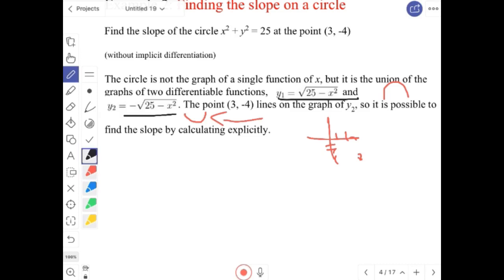And again, I'm not using implicit differentiation here. I'm just showing you how difficult this is at first, and then I will show you how to do it implicitly and how much easier it is.